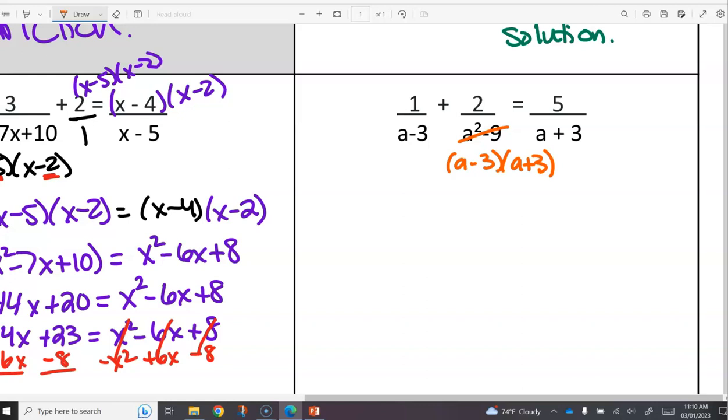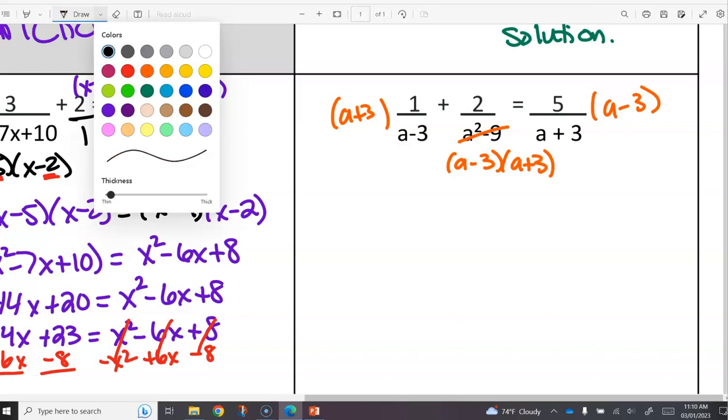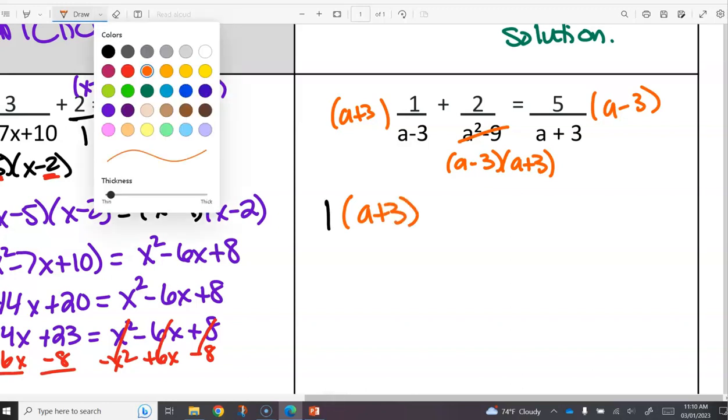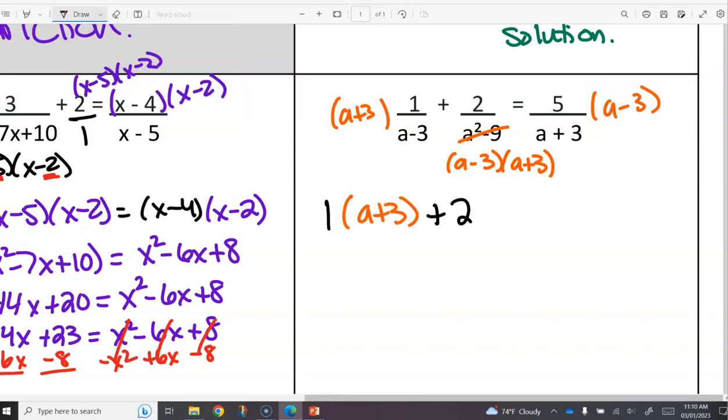So that shows me that this side is missing the plus, right? And this side is missing the minus. My middle piece is not missing anything. So 1a plus 3 plus 2 didn't bring anything into the middle, right? So that's fine. Equals 5, but we brought in a minus 3 over there.